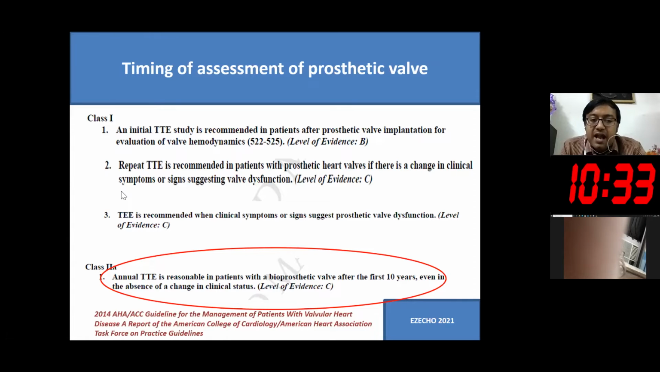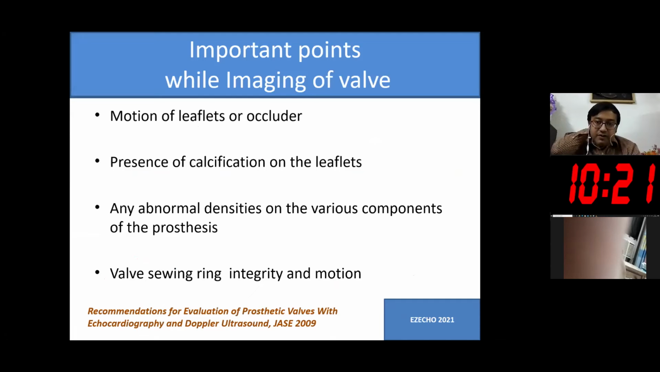Transesophageal echo is recommended when clinical symptoms suggest prosthetic valve dysfunction. An annual TTE is reasonable in patients with a bioprosthetic valve after the first 10 years, even in the absence of change in clinical status, because after 10 years, as we all know, the chances of valve degeneration in the case of a bioprosthetic valve increase.